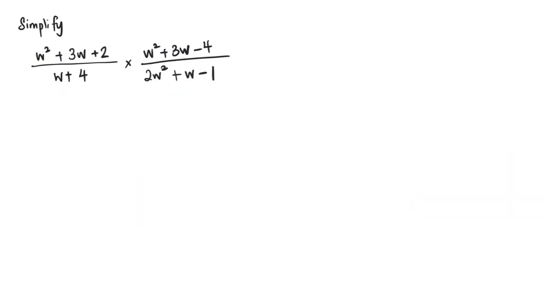Hello everyone, welcome to this video where we are required to simplify the following. The very first thing would be to factorize the following. And that's what I would do. So at the right hand side, you will start to see me writing all the factorization out. Alright, so for w squared plus 3w plus 2, I'm going to tap on my cross chart.